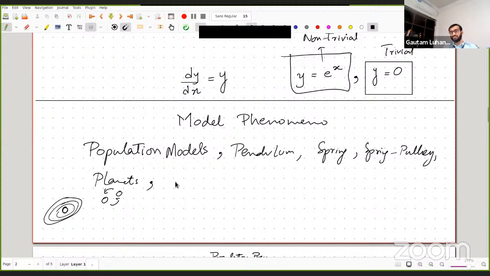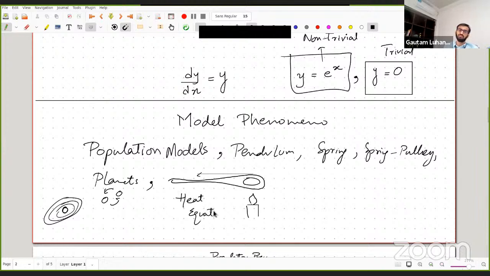Let's suppose you had a spoon and you started heating the spoon from one end. Then the distribution of the heat along the spoon is modeled by the heat equation. Again, another differential equation, which tells us how the heat would dissipate through this material.